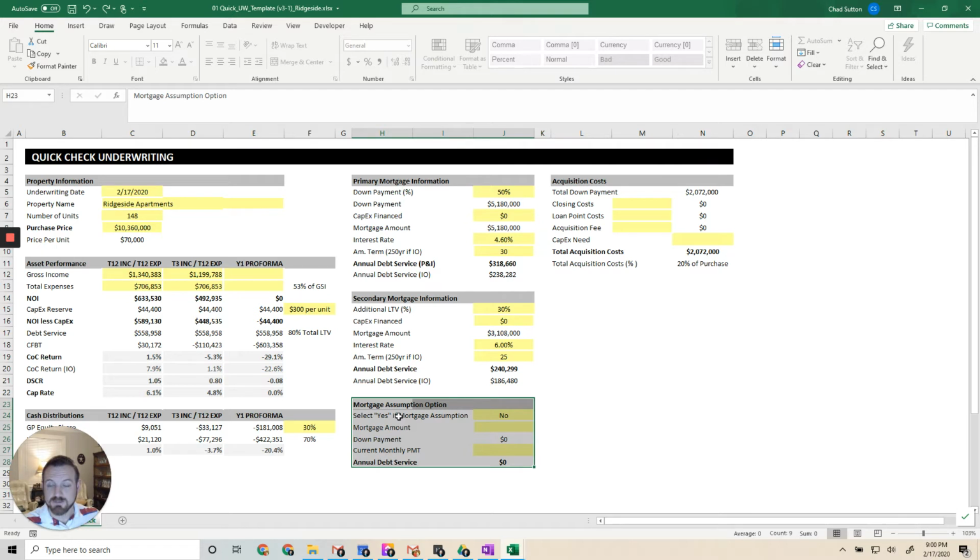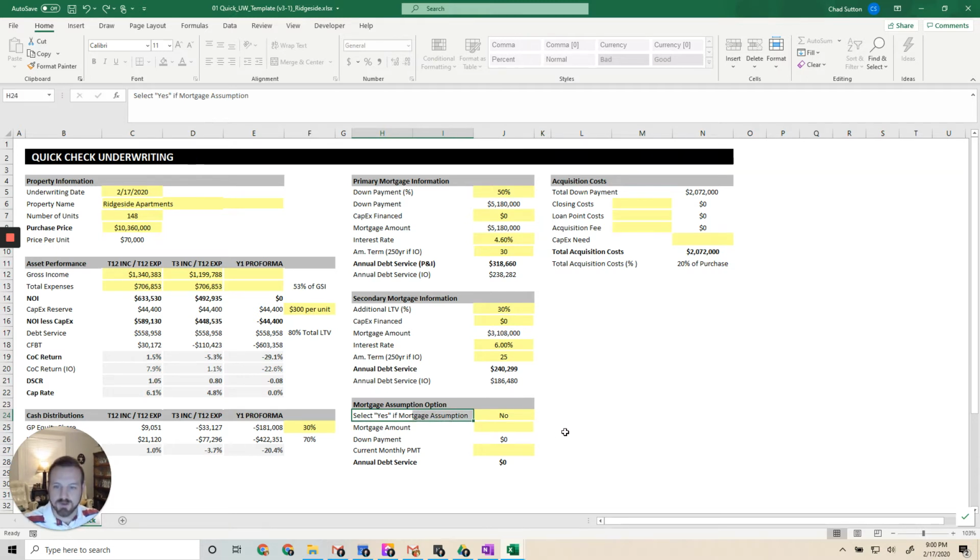This is another rarity, but let's go back to that situation where someone bought this property 5 years ago. They have a mortgage that covers 50% of the asking price. And let's just assume for a minute that was a good deal. If we say there's a little yes or no button here, so it says select yes if mortgage assumption.